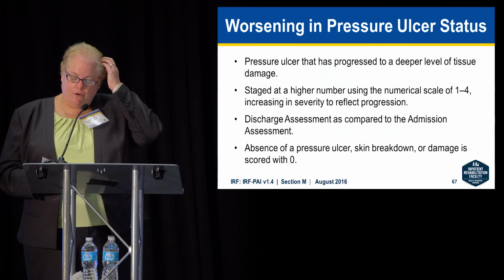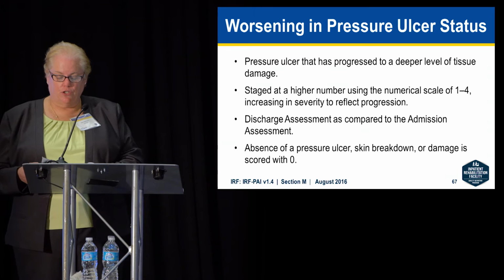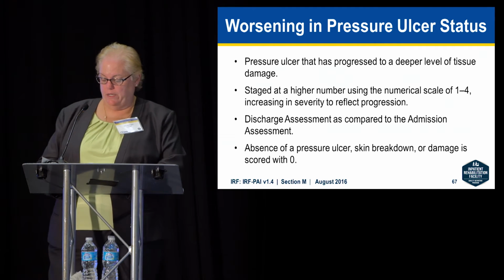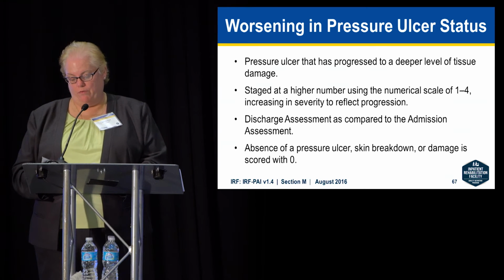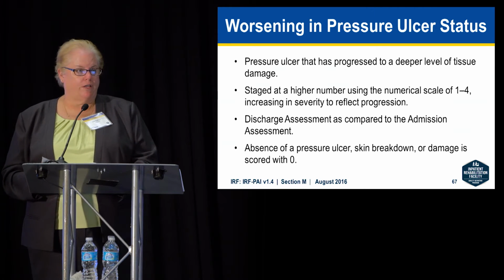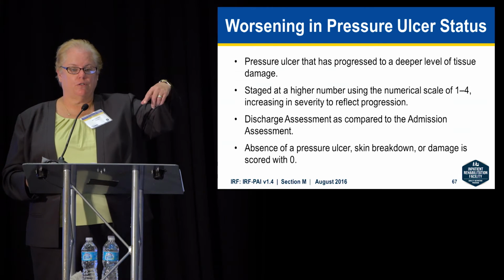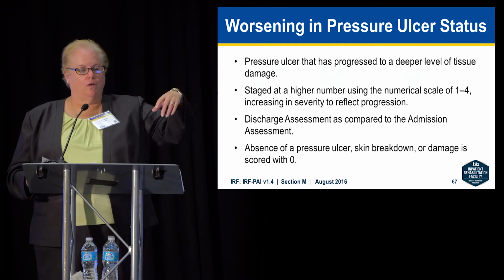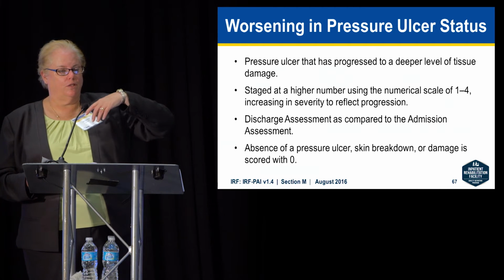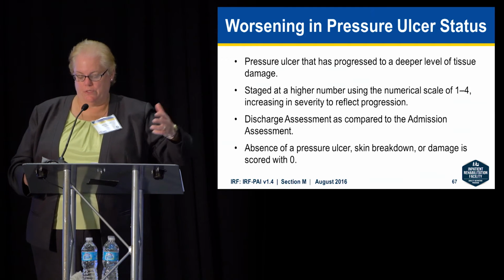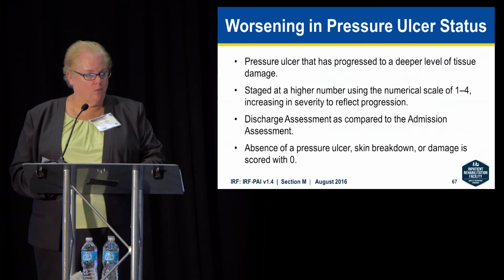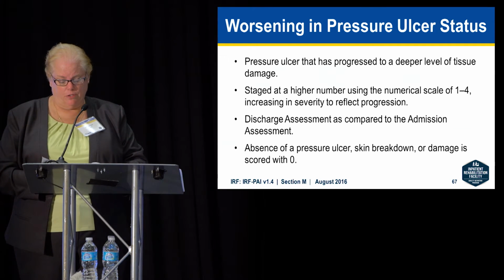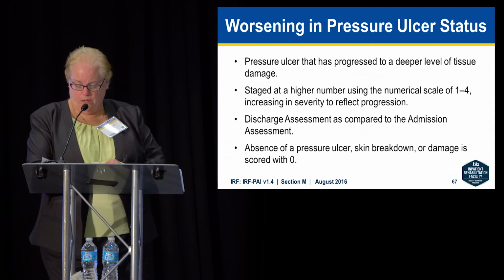So pressure ulcers that progress to a deeper level of tissue damage is one that we want to capture on worsening. Stage at a higher number using the numerical scale of 1 through 4, increasing in severity to reflect the progression. Remember, we don't reverse stage, right? Reverse code. For any of you who worked in SNFs years ago, we had this horrible thing when we forced people to reverse stage. So if an ulcer is a stage 4, it's always a stage 4. It may appear less than that, but it is a stage 4 if that's what it was staged at.